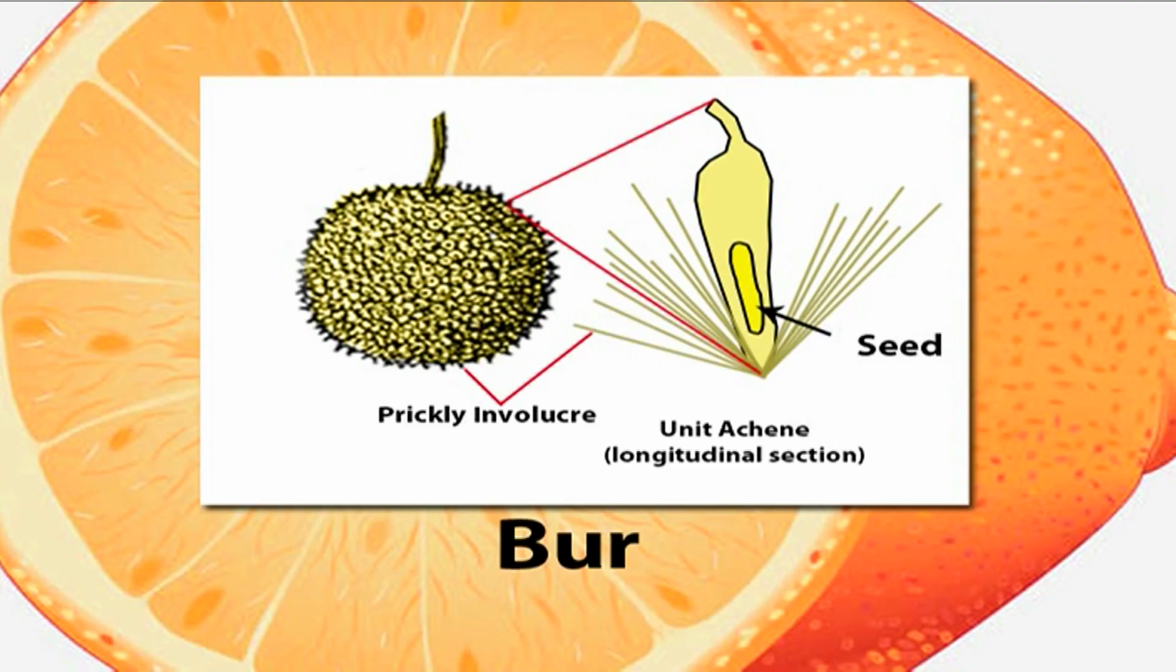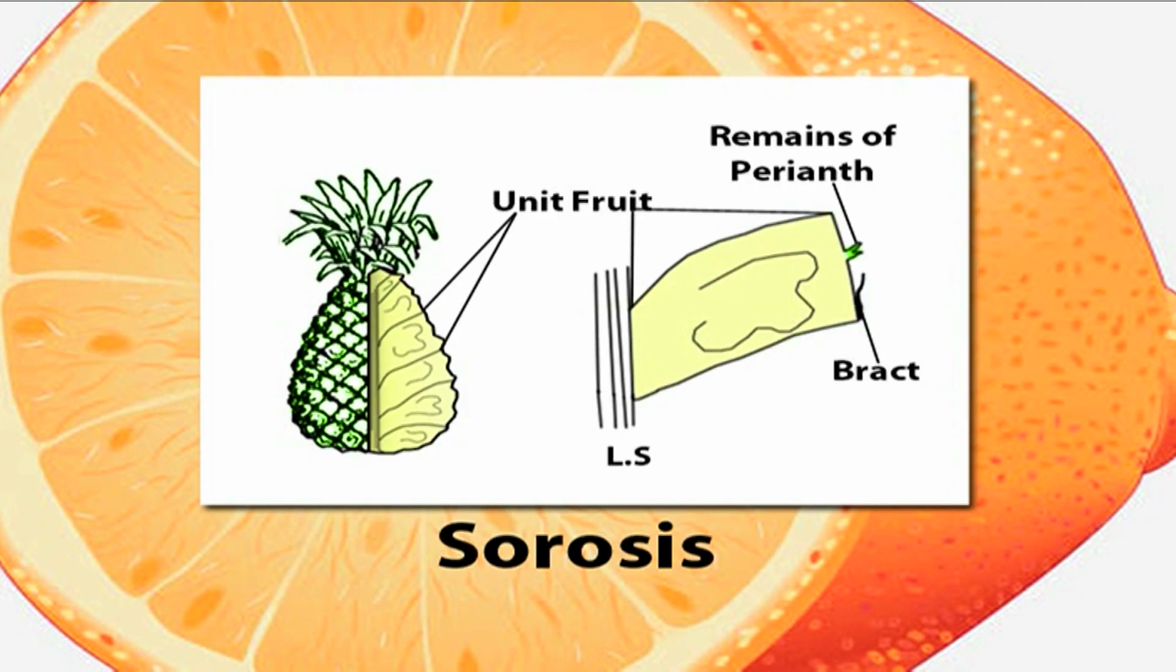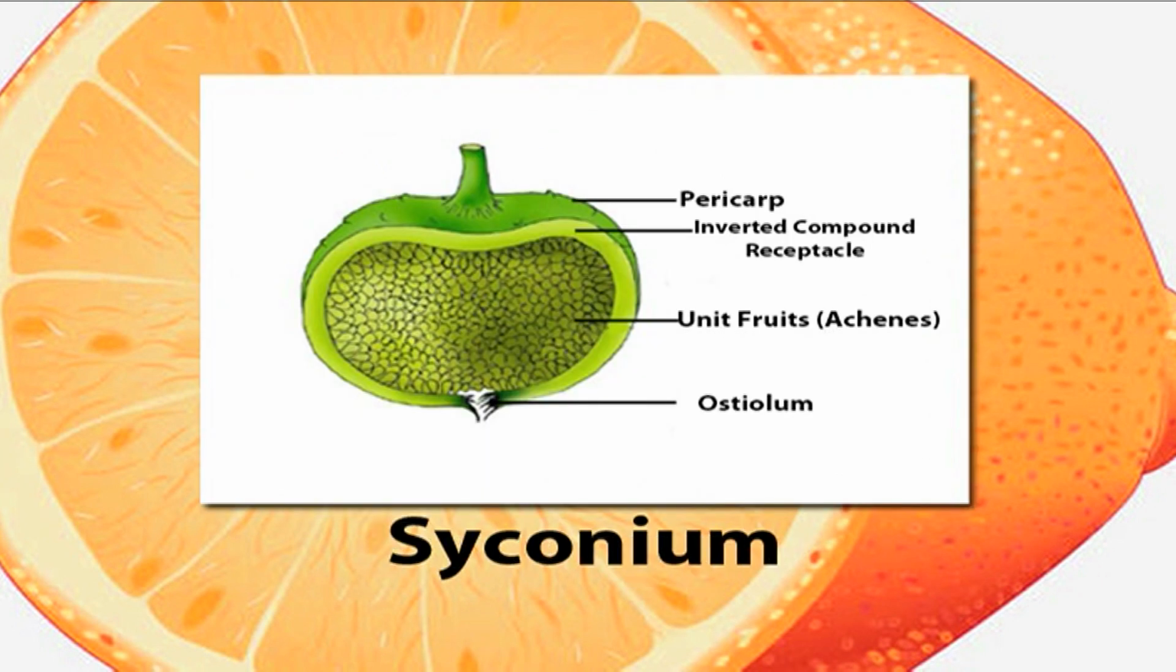It's of the following types. Burr. It's a multiple fruit of achenes or grains surrounded by a prickly involucre. Example, plane tree. Sorosis. It is a multiple fruit in which the unit fruits are fleshy berries and are laterally fused along a central axis. Example, pineapple. Syconium. It's a multiple fruit in which the unit fruits are small achenes covering the surface of a fleshy, inverted compound receptacle derived from a hypanthodium.